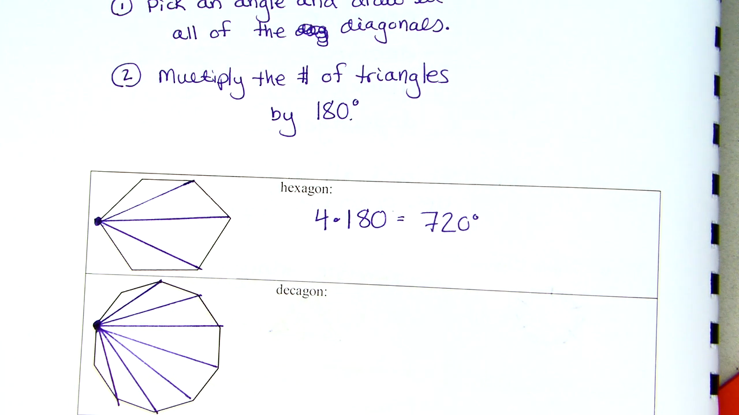When you're done, maybe go back and make sure you actually got them all. Make sure all the shapes created are triangles. If they're not, that actually means you missed a diagonal somewhere.